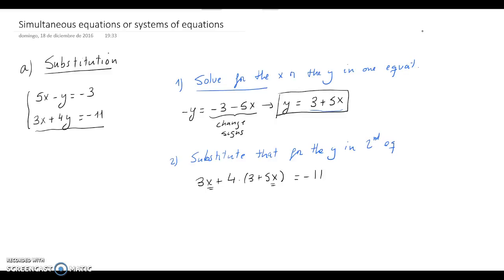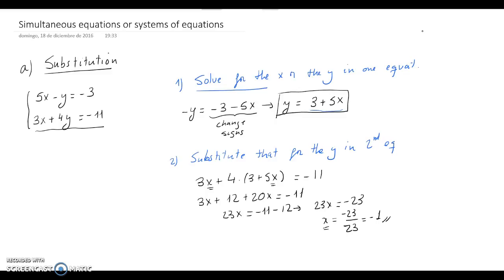I have to write the minus 11, sorry. So I'm going to have 3x plus 4 times 3 is 12, and 4 times 5x is plus 20x, equals minus 11. 3x plus 20x is going to be 23x equals minus 11 minus 12. So 23x is going to be minus 23. Finally, the x is going to be minus 1, because minus 23 divided by 23 is minus 1. This is the first solution, for the x.